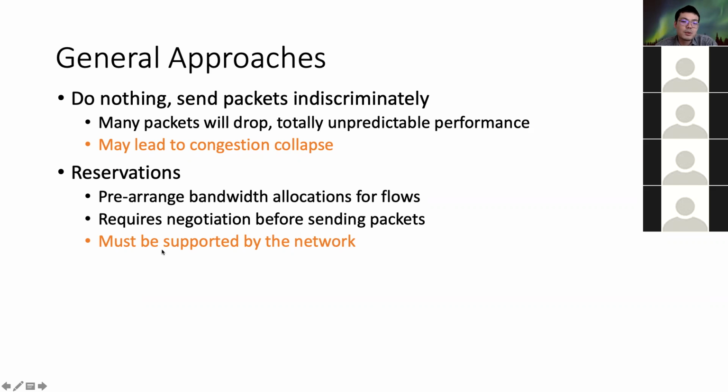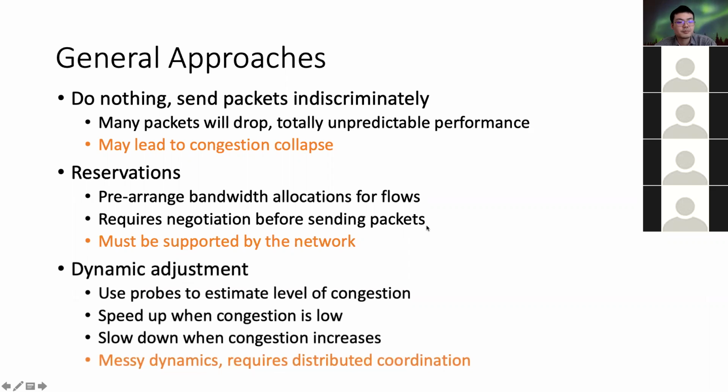If you don't have the hardware support, then you cannot guarantee reservation will work. Especially for TCP, we cannot assume there's router support at the IP layer for that. So the other solution is called dynamic adjustment. We can probe, we can estimate the level of congestion, because you keep sending stuff and you get some acknowledgement or a timeout. These signals can help you estimate how likely the route is congested.